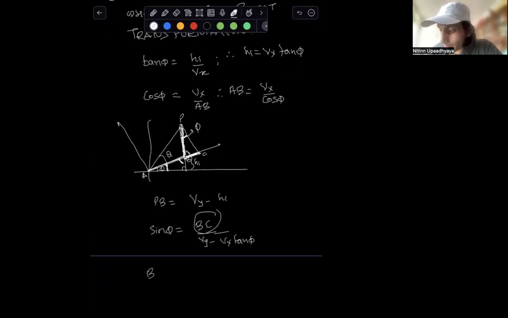So the total length AC, which is Vx bar, let me just write down AC.